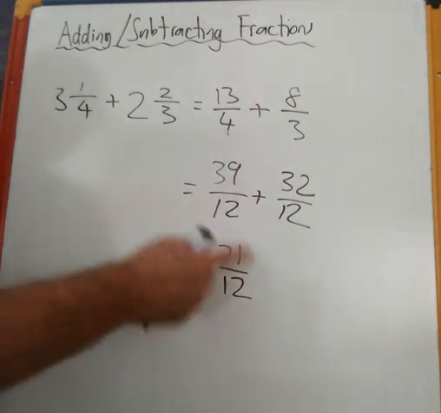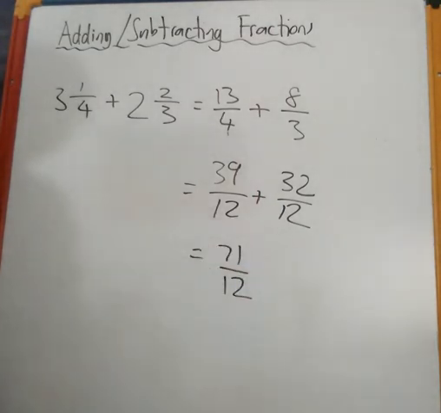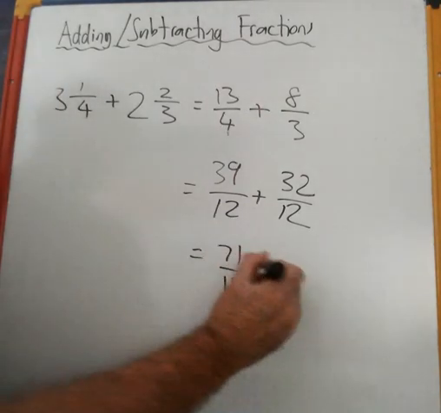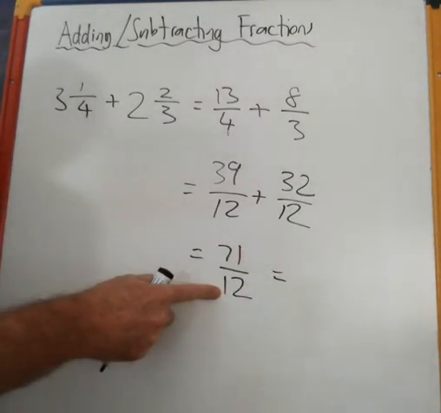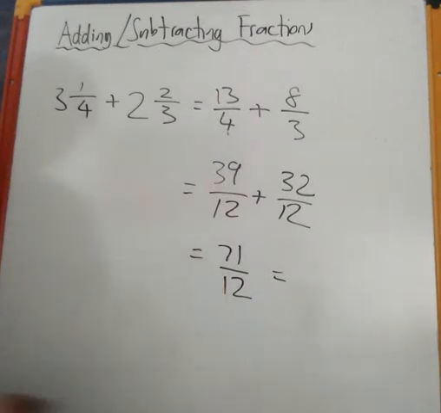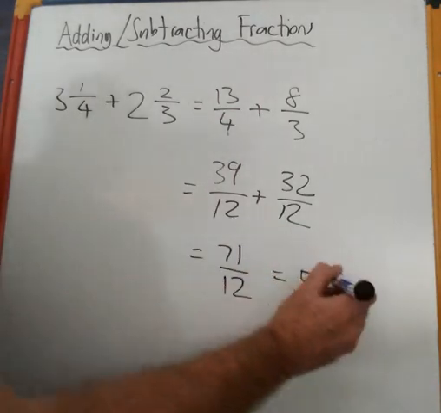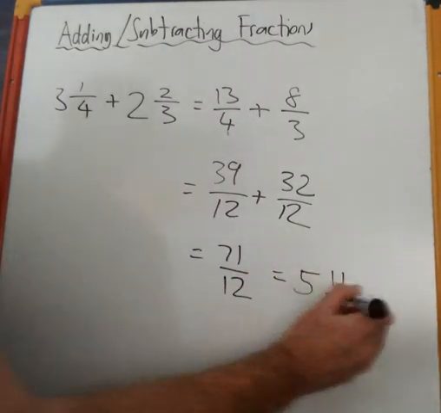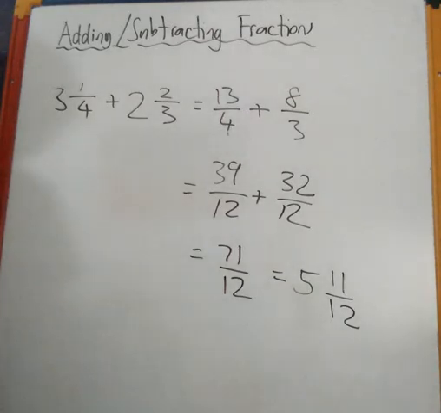If you want, you can turn the top-heavy fraction back into a mixed number, one like that. And remember, it's just top divided by bottom. So how many 12s go into 71? Well, that would be 5. 5 12s are 60, which gives us a remainder of 11, and the denominator stays exactly the same.